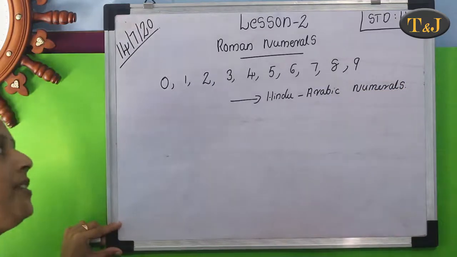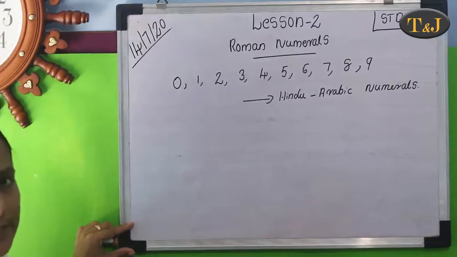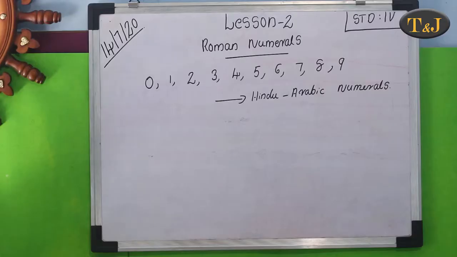In this lesson, we study the Roman numerals. In Roman numerals, the symbols are represented by 7 letters of the English alphabet.